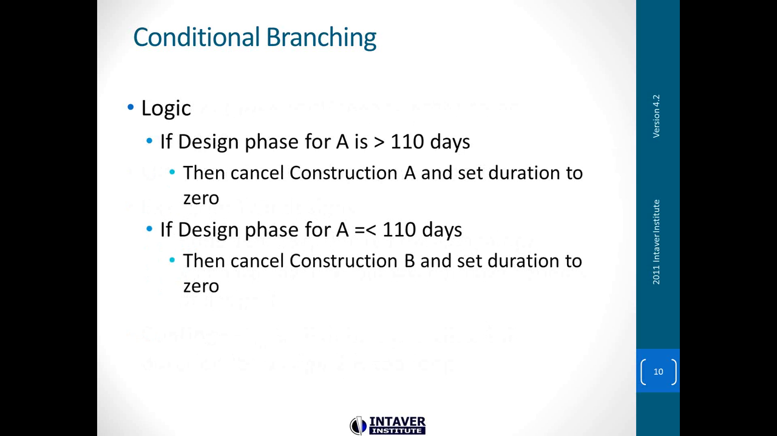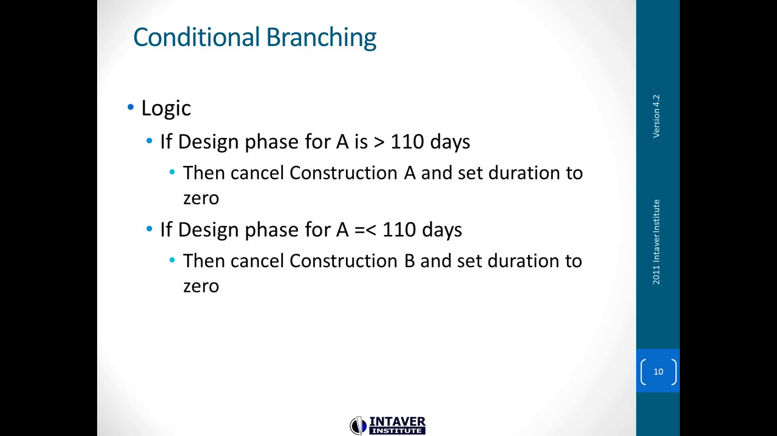So how does the logic look, if we want it as a logic statement? If the design phase for A is, in our example, greater than 110 days, then we're going to cancel construction A and set duration to 0. If the design phase for A is equal to or less than 110 days, then we're going to cancel construction B and set duration to 0.